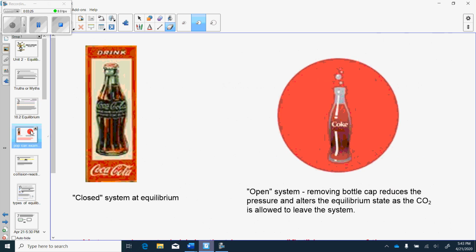Just a quick example of open versus closed. Here we have a bottle of Coca-Cola. It's got its cap on it, so it's an example of a closed system. As soon as we take that cap off, we know something's going to happen. We're going to see these bubbles, so we have something leaving from the internal system and going outward. It's gone from a closed system to an open system. When we remove the bottle cap, reducing the pressure, it alters the equilibrium state so that the CO2 is now allowed to leave the system.